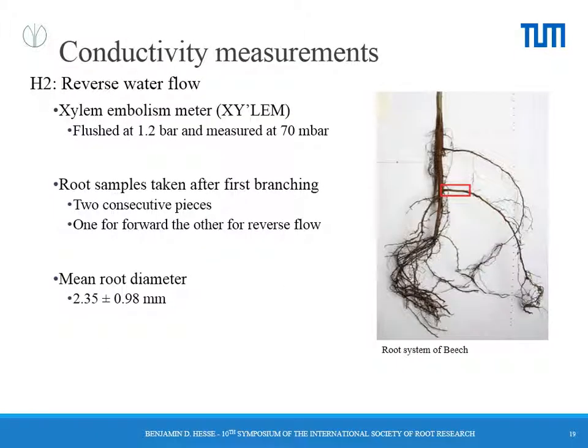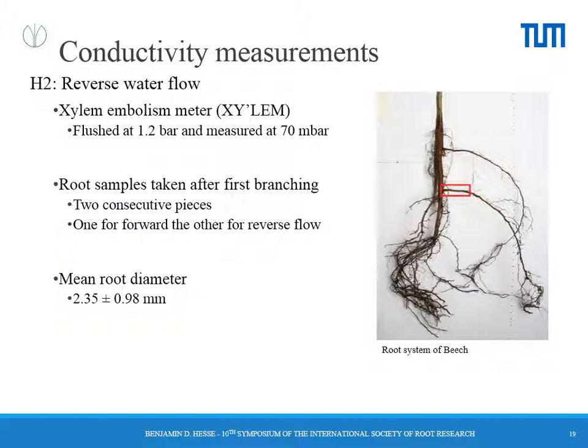So now to the, for me at least, more interesting part, the conductivity of roots. We used the xylem embolism meter for our measurements, and we took roots after the first branching, as you can see here indicated by the red box. And we took 2 consecutive pieces. So first we took 1 big piece and then we cut it into 2 pieces. And one of these pieces was measured in the forward direction and the other one in the reverse direction. We did that to avoid some extra bias.